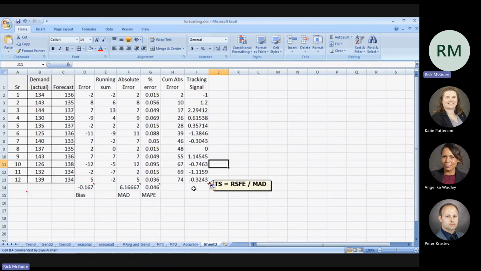Wonderful. So what we have learned is 4 basic simple methods of measuring forecasting accuracy: the bias, which is the average of the errors; the MAD, which is the average of the absolute errors; the percentage error mean is the MAPE, mean absolute percent errors; and the tracking signal, which is calculated for each and every period, which is the running sum of forecasting error divided by MAD.